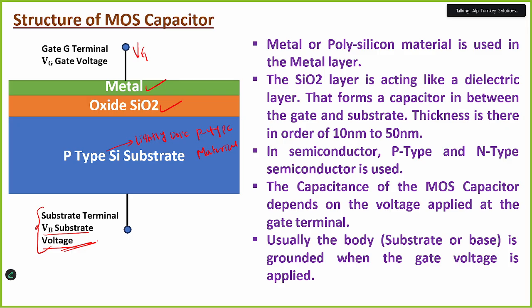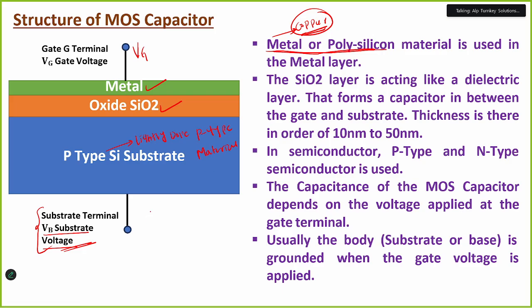Metal or polysilicon material is used for the metal layer. For the metal layer, we can use metal, mainly copper. Metal or polysilicon material is used for the metal layer, and SiO2 is acting as a dielectric.